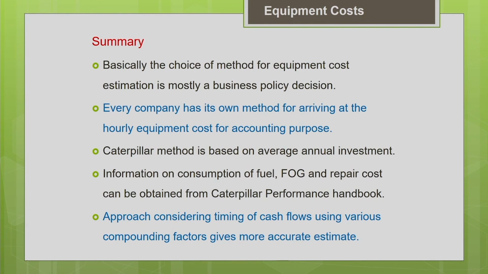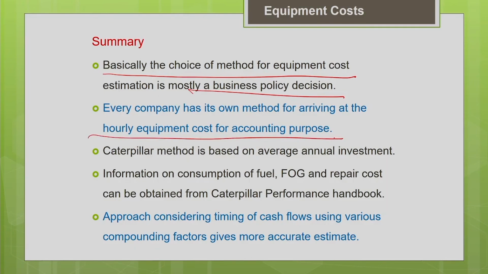There is no such constraint. It is totally left to the freedom of the particular company. It depends upon their company policy or the business policy. So basically the choice of the method of the equipment cost estimation is a business policy decision mostly. Every company has its own method, internal method for arriving at the hourly equipment cost for the accounting purpose.